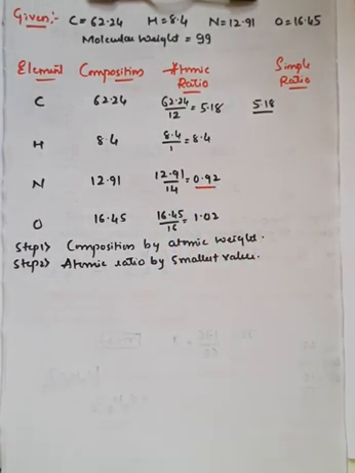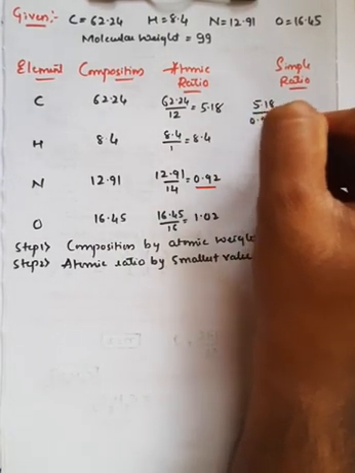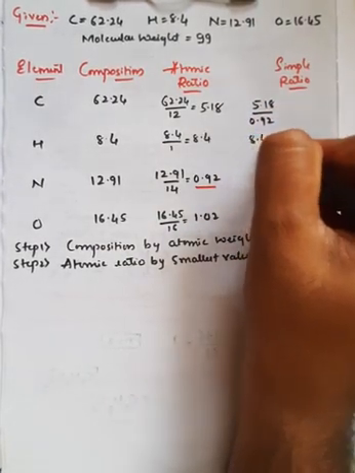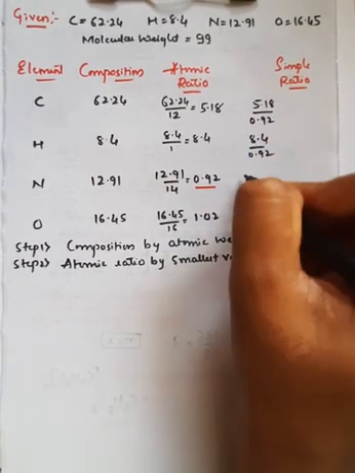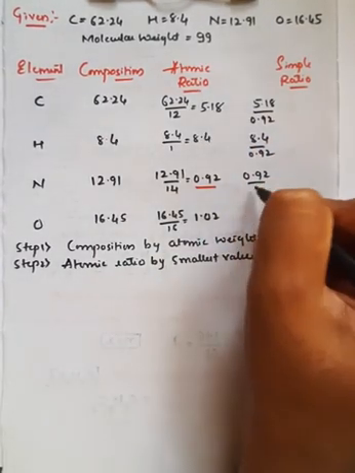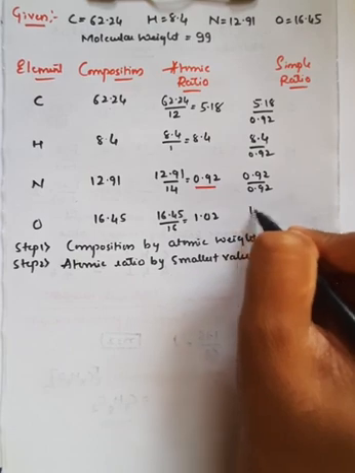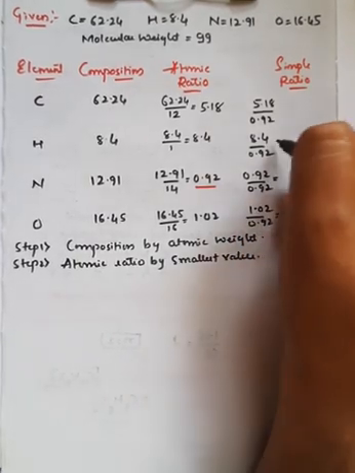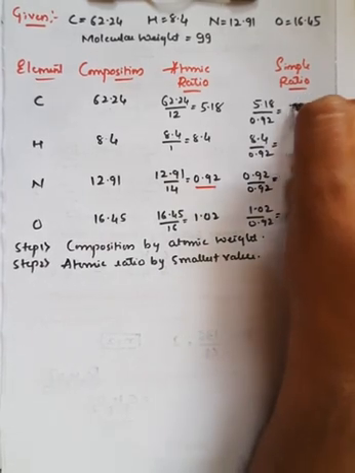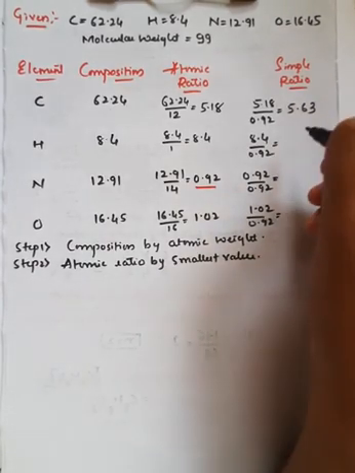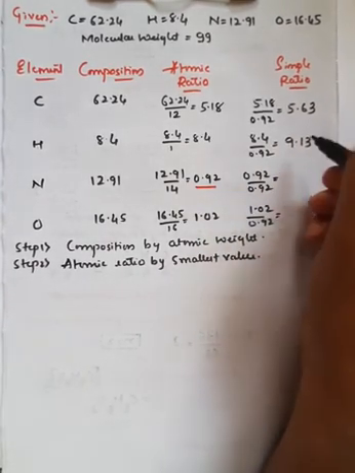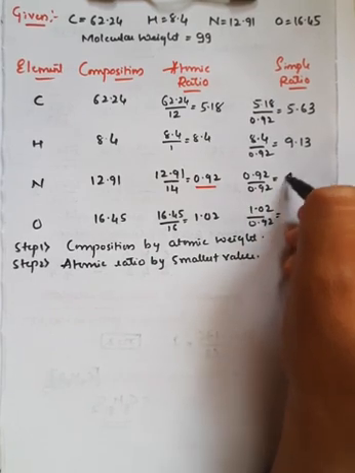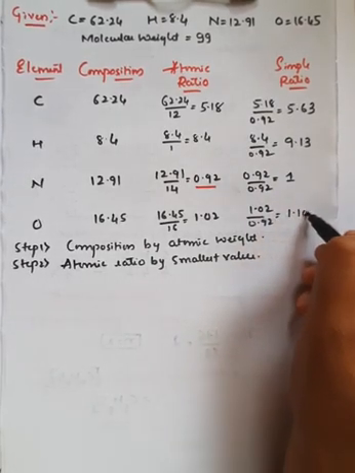Therefore, in the calculation of the simple ratio, we have 5.18 divided by 0.92, similarly 8.4 divided by 0.92, similarly 0.92 divided by 0.92, as well as 1.02 divided by 0.92. Here we'll get 4 values. The first value is 5.63, and similarly 9.13, then 1, and this is 1.108.